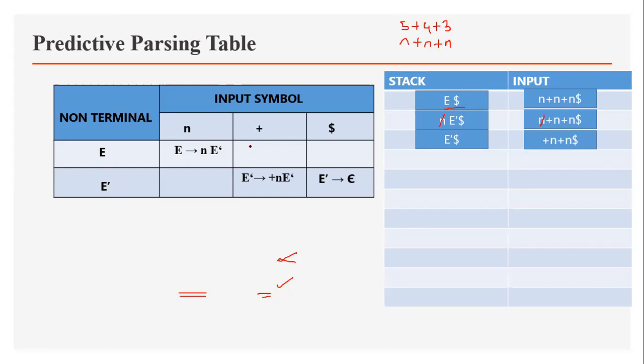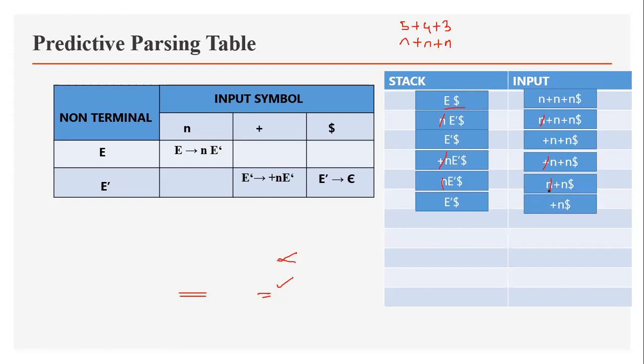Now E dash on plus. E dash will be replaced with plus n E dash, so plus n E dash dollar. Here the input is plus n dollar. Now plus cancels. The remaining is n E dash dollar, and the input is n plus n dollar. Now n cancels. The remaining is E dash dollar, and the input is plus n dollar.